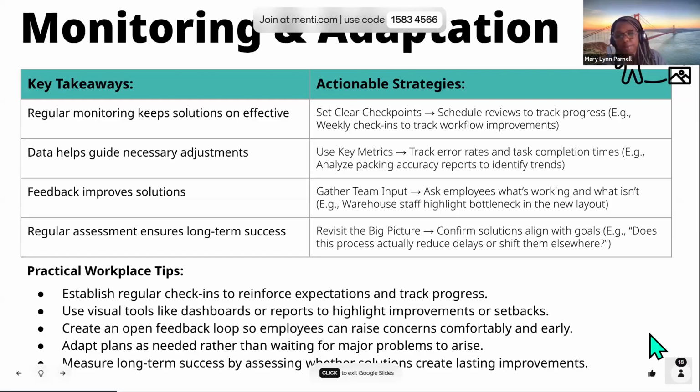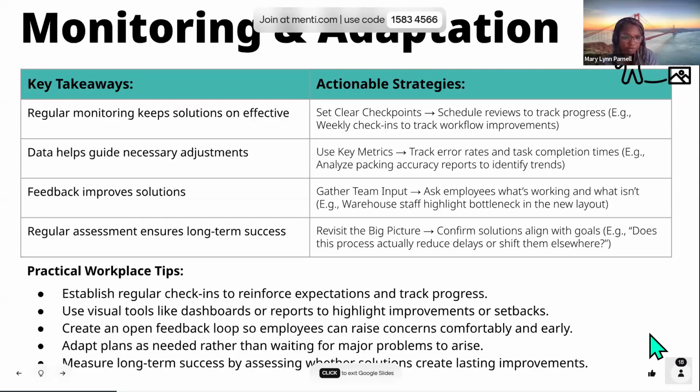So creating that environment so people can continue to speak into the process so that we can refine if we need to. And then also regularly assessing ensures long-term success. So revisiting the big picture, confirming solutions with our goals. Does this process actually reduce delays or shift them elsewhere? So how do we look back while we're doing and seeing what we're doing?